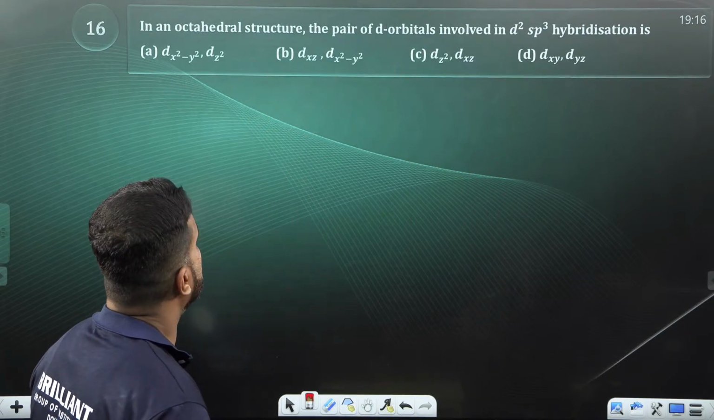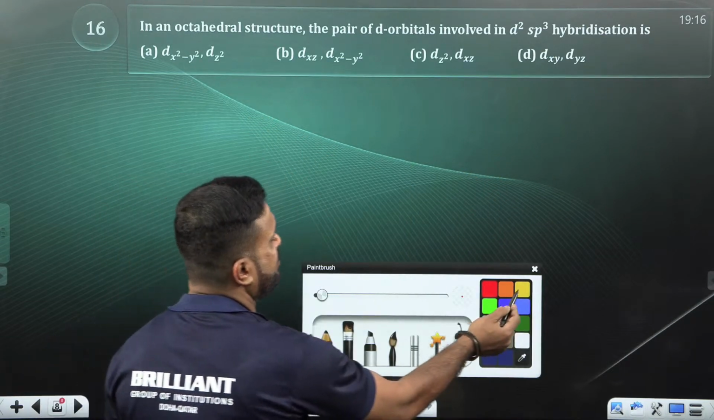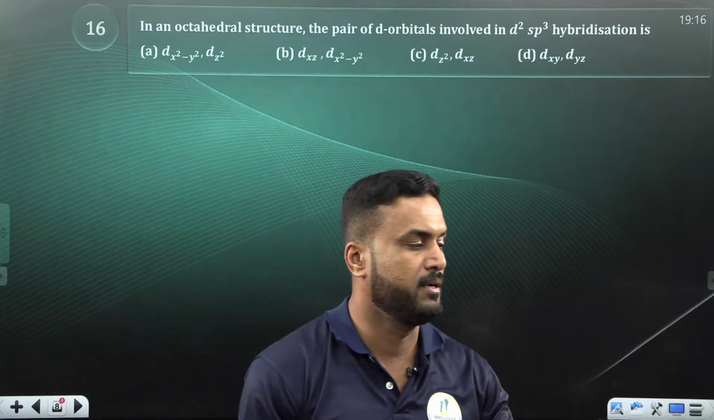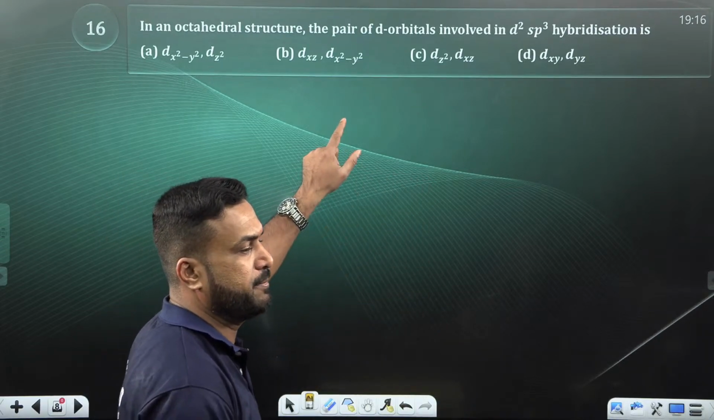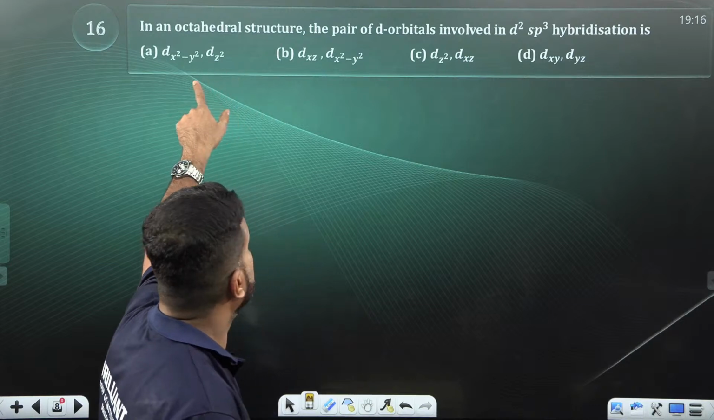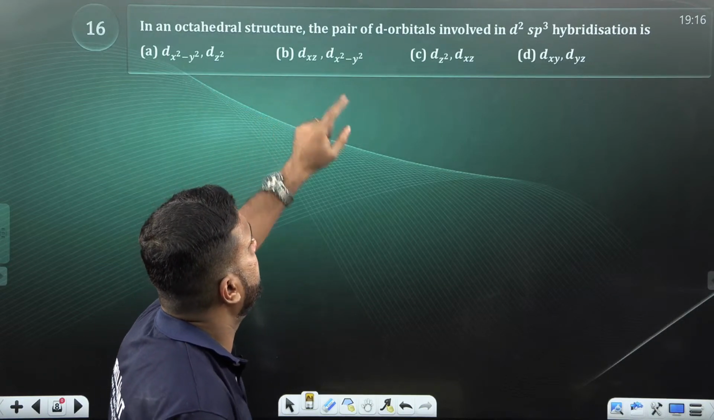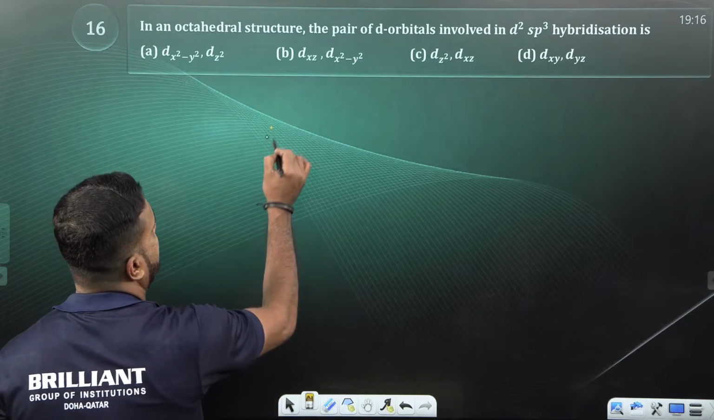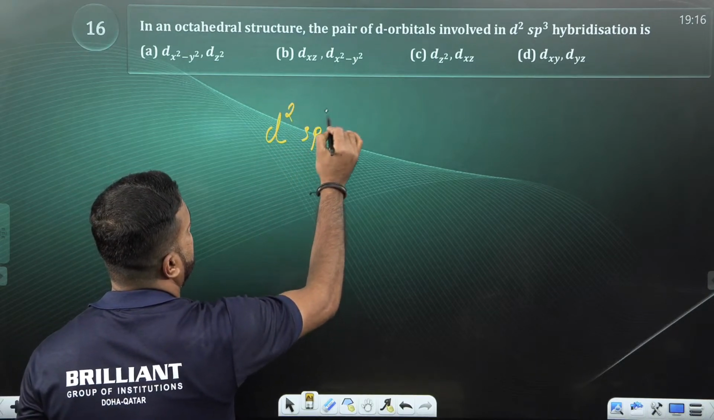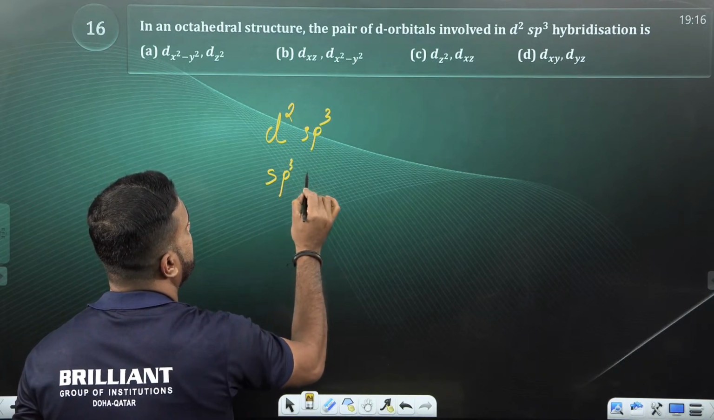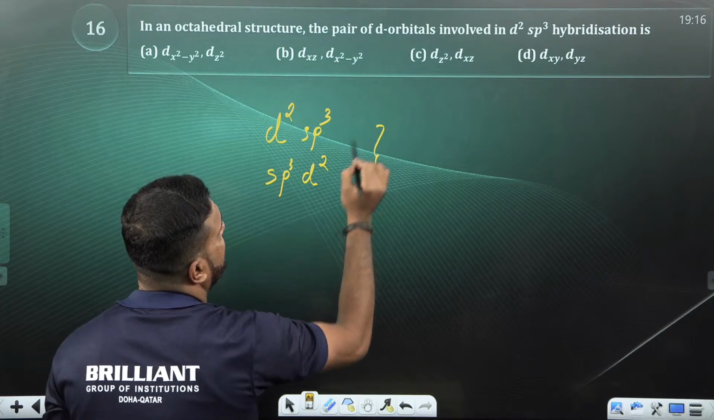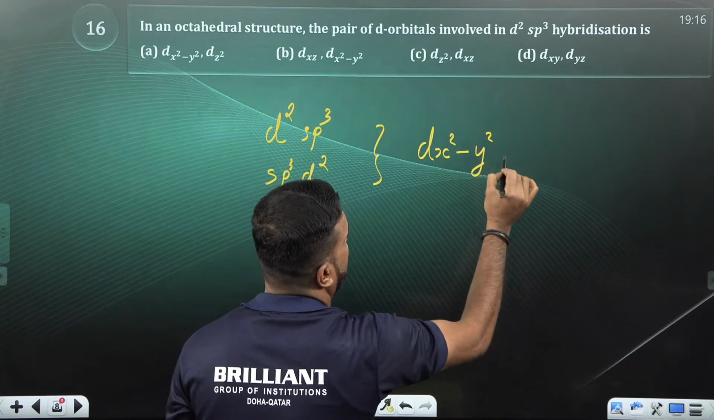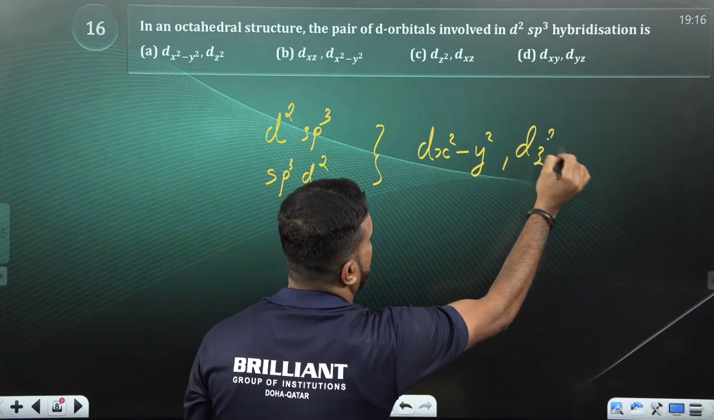We will go to the 16th one. I think it's a repeated question in many competitive exams, JEE Main and others; it was in previous papers also. In an octahedral structure, the pair of d orbitals involved in d2sp3, and always keep in mind whether it is d2sp3 or sp3d2, the two d orbitals involved are dx square minus y square and dz square. You know the reason?